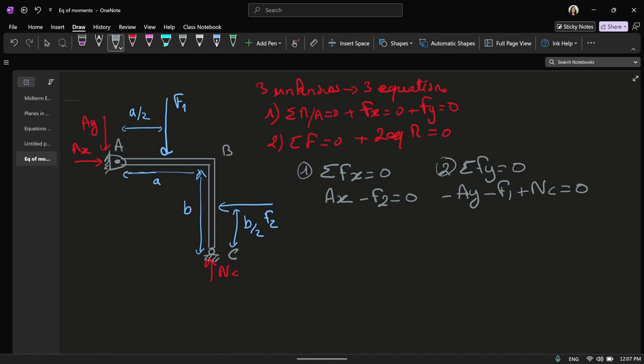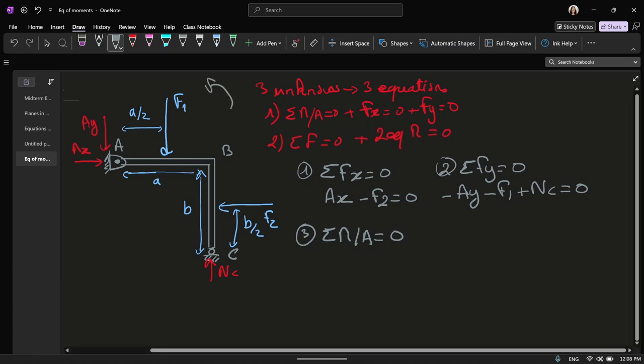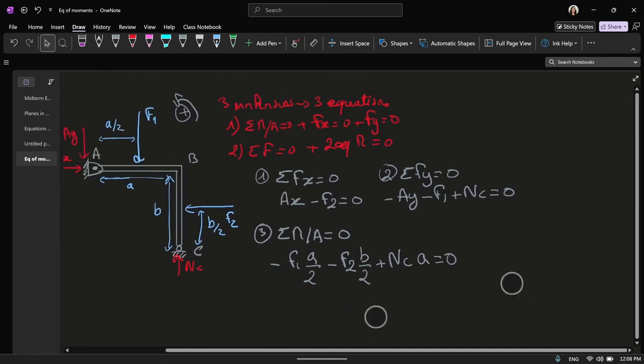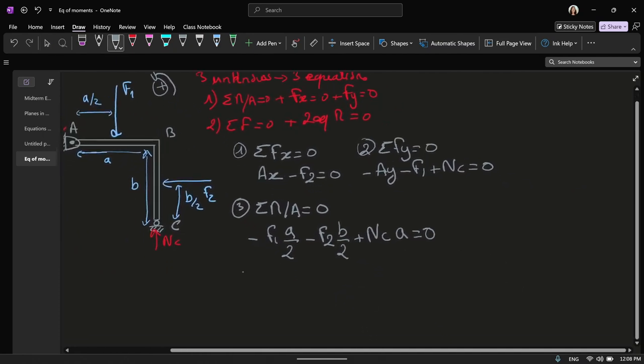Now let's do the equation sum of the moment about A equals 0. Equation number 3. What do we get? The positive direction is counterclockwise, so we have minus F1 times A divided by 2. This is the moment done by F1. F2 creates a negative moment too, so minus F2 times B divided by 2. And NC creates a positive moment, so plus NC times A equals 0. Equation number 3.